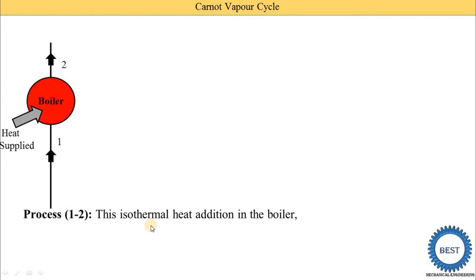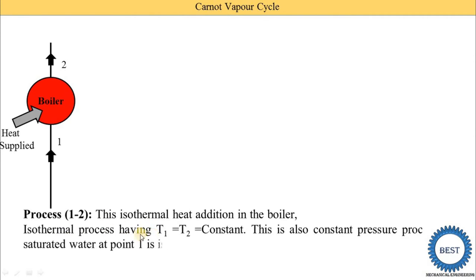Isothermal heat addition means that the temperature does not change during this process, so the temperature at points 1 and 2 is the same, but only the phase changes, meaning water is converted into steam. So for this isothermal process, T1 equals T2, a constant, meaning the temperature before the boiler and after the boiler is the same. This is also a constant pressure process. Saturated water at point 1 is isothermally converted into dry saturated steam in the boiler.